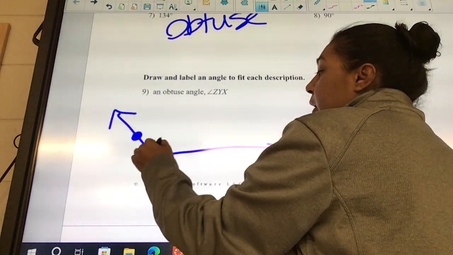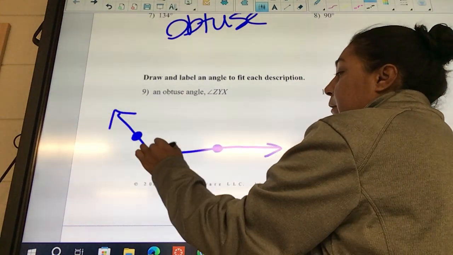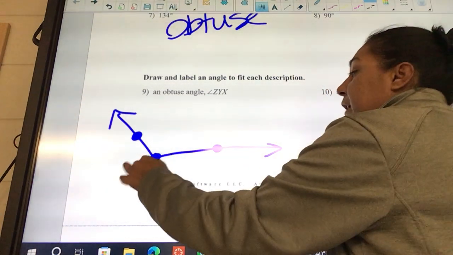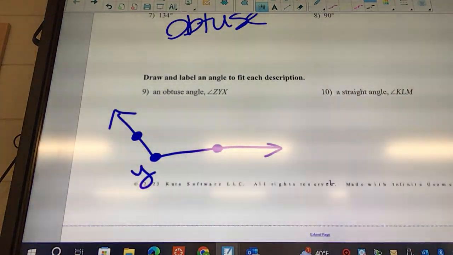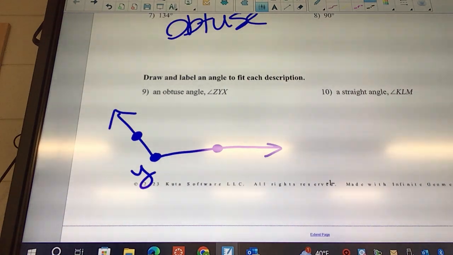Okay, we're going to put 3 points on it. What does my middle point have to be? Y. Okay, does the ZX matter? No. You can put them in either spot.